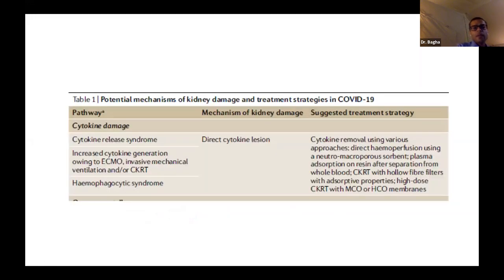If you look at the potential mechanisms of kidney damage in COVID-19, most of it is based on the cytokine release syndrome, and this leads to direct cytokine lesion. Remember that even patients with severe ARDS who require mechanical ventilation or ECMO also tend to release a lot of cytokines. There's a hemophagocytic syndrome as well, and all this leads to direct cytokine lesions. COVID-19 can also directly infect the kidneys, as has been shown in quite a few studies looking at electron micrographs of biopsy samples, which confirmed COVID-19. COVID-19 can also cause rhabdomyolysis, which is another potential mechanism of acute kidney injury.